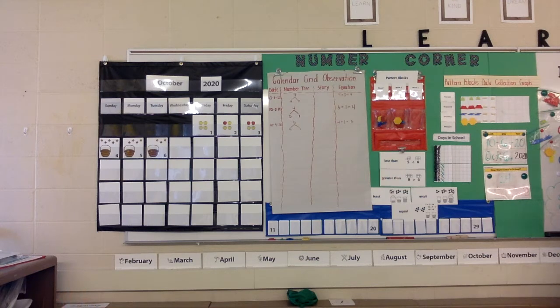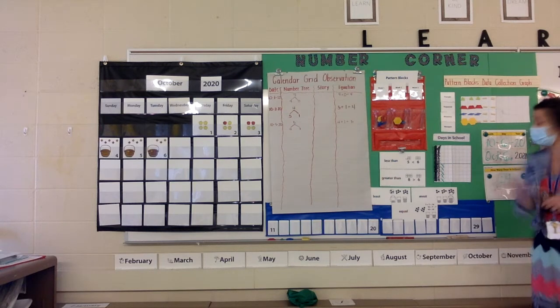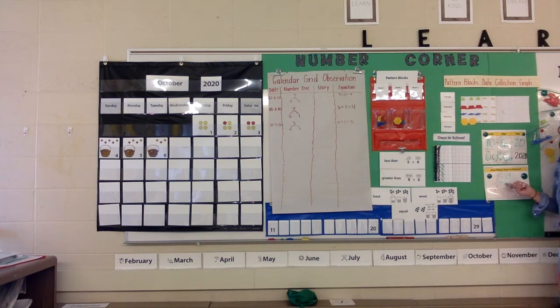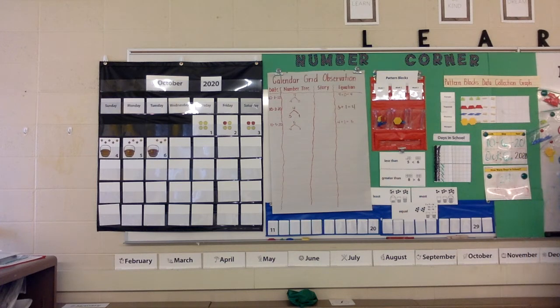Henry? 25. 25. How did you figure that out? Yesterday was 24, and now it's 25. Okay, so you looked at this and you added 1 more. Who got something different? Who used a different strategy to figure that out? Gavin? I counted a 10 and then a 10 and then 5 more.